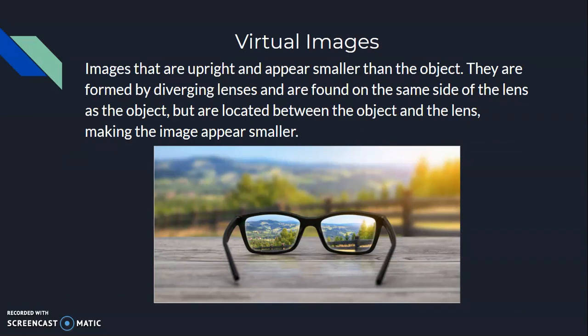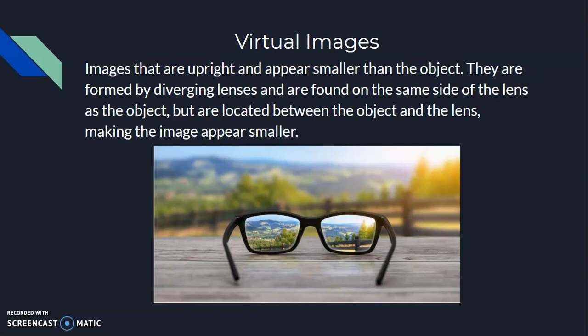Finally, the last type of image is formed by a diverging lens and creates an upright image that is smaller than the object. It is a virtual image, therefore it is found on the same side of the lens as the object. However, the image is between the lens and the object, creating an image that appears to be smaller than the object.